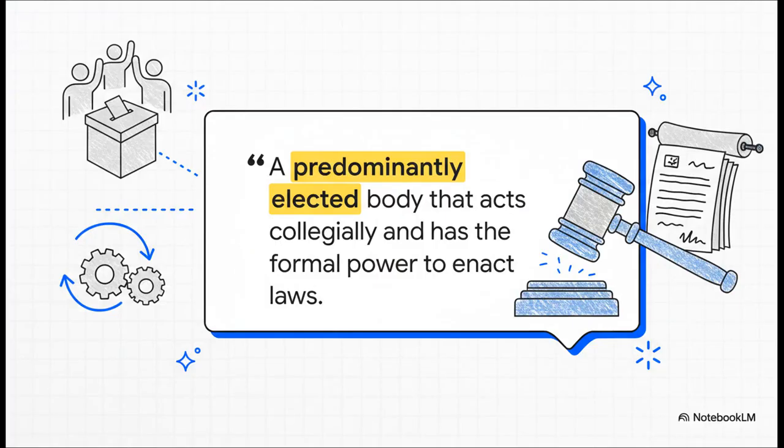So what is a legislature? Well, this definition from Mazie really nails it. Let's break down the key parts here. Predominantly elected. Okay, that's huge. It means they're supposed to represent us, the voters. Acts collegially. That just means they work together as a group, not just a bunch of individuals doing their own thing. And the most important part? They have the formal power to enact laws. That right there is their prime directive.